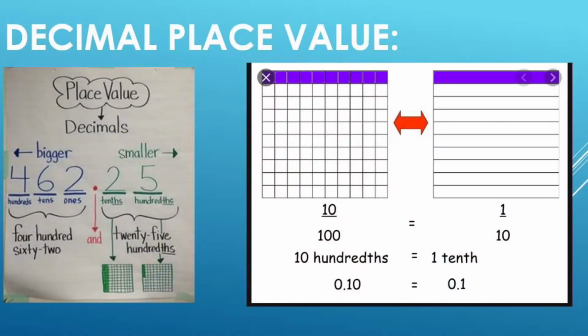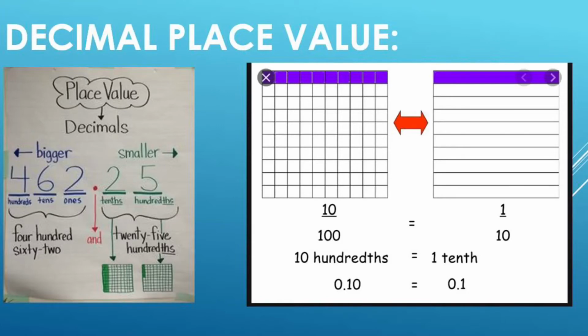Today we're going to be looking at decimals. So let's start by reviewing those decimal place values. If we look at the chart on the right, we see that our larger place values are to the left of the decimal point. The smaller place values are to the right, like our tenths and our hundredths.